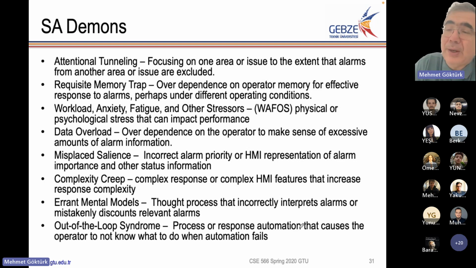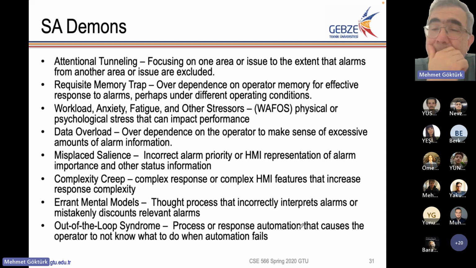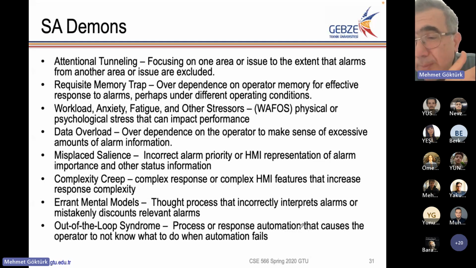Misplaced salience is incorrect alarm priority and/or human-machine interface representation of alarm importance and other status information. So one thing is blinking, another thing is lit. What do you think, which one is more important? Blinking seems more important. However, it's not. Continuously lit could be more important. Therefore, ordering the importance of the elements when you have multiple alarms creates problems. In history, there have been big disasters due to this. So system designers should order the importance of the alarms carefully in the interface.